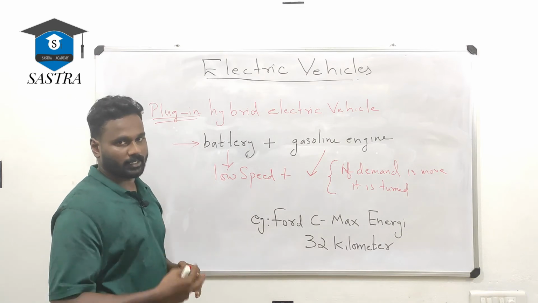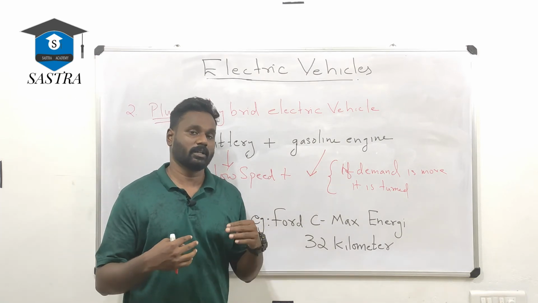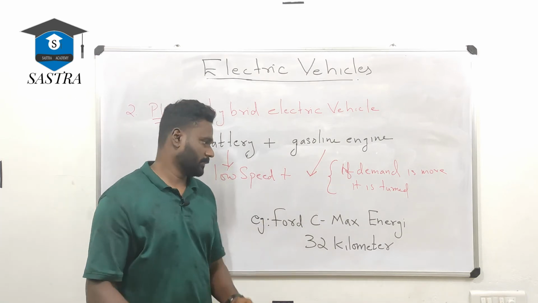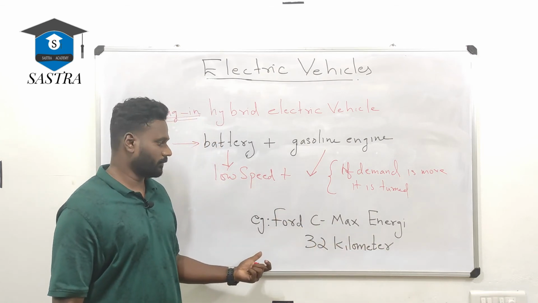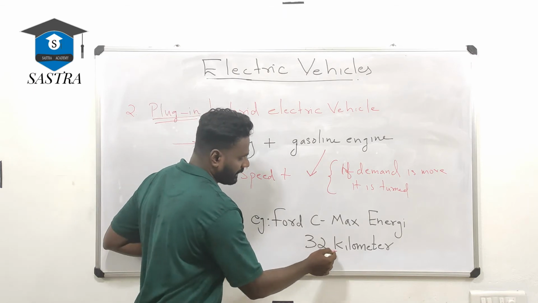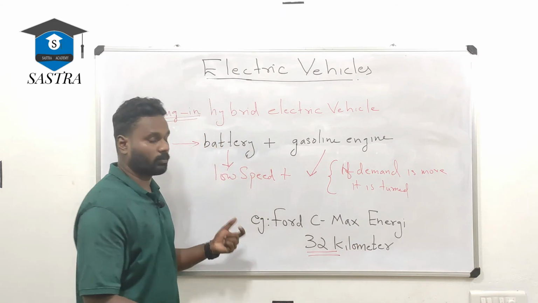The difference is that we can go to a charging station and refill your battery capacity. The next example is the Ford C-Max Energi. It's a car, and we will get 32 kilometers for one charging.